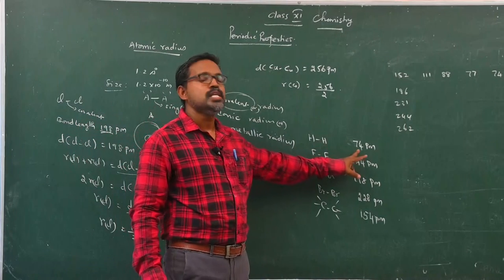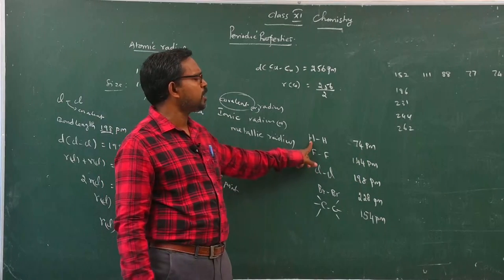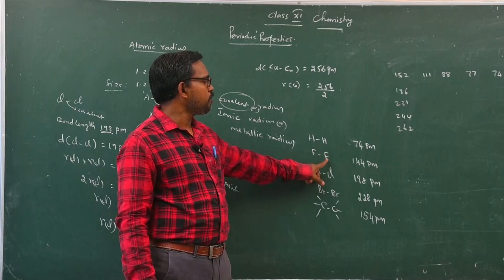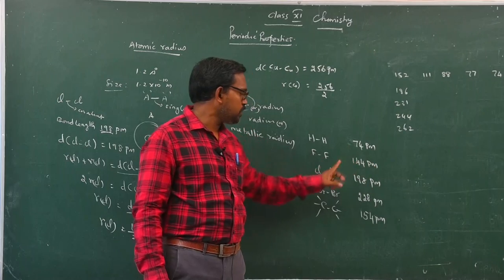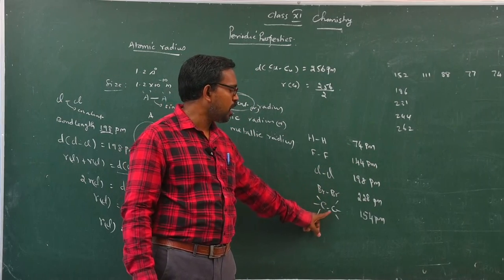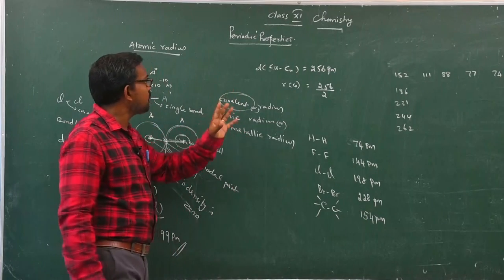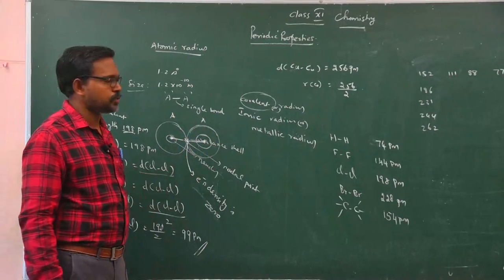Hydrogen single bond 74 picometer. Therefore, the radius of a hydrogen atom is equal to 37 picometer. Fluorine single bond 144 picometer. Chlorine, bromine, carbon single bond 154 picometer. So this is the atomic radii of certain or specific atoms.